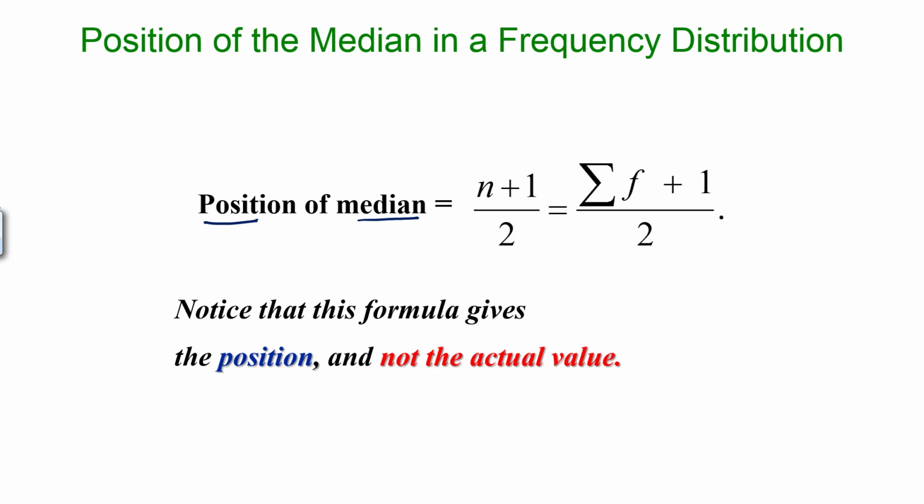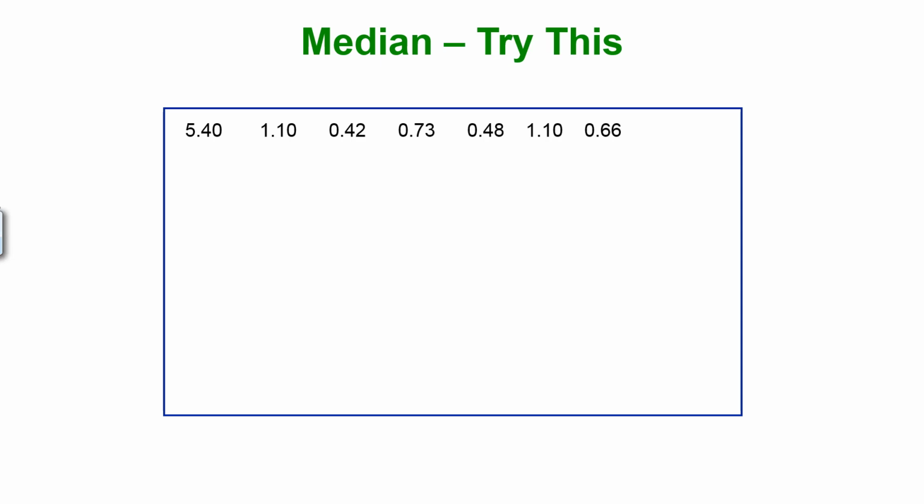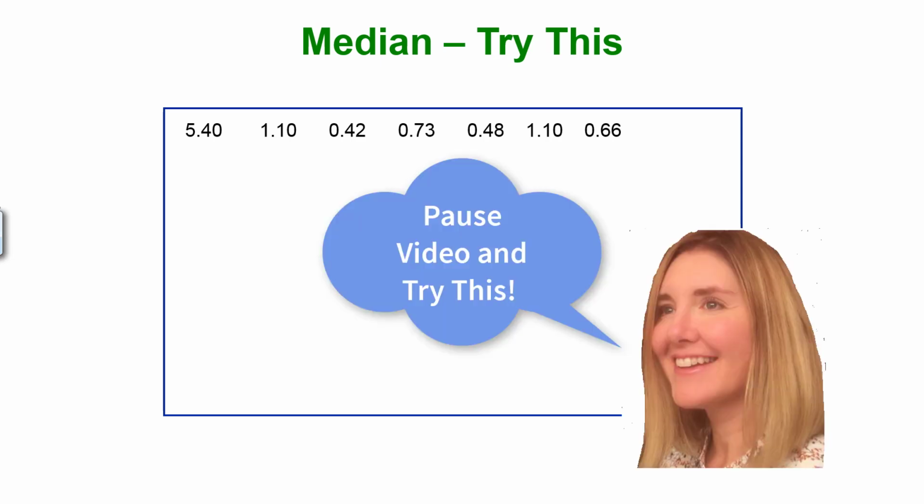Of course, you are not done at that point. You still have to calculate the median, because this is just the position. All right, so at your desk, try this one. I want you to use the formula n plus 1 over 2 to find the position of the median, even though you may be able to spot it right away, just to show you that it does work. Find the position of the median and find the median.